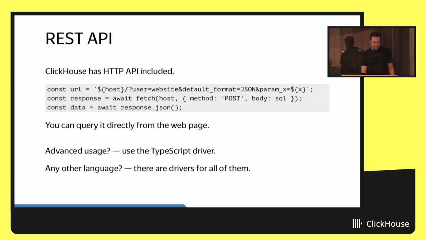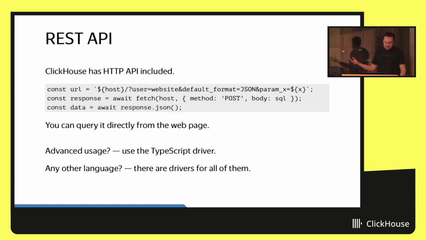First of all, ClickHouse has a REST API, HTTP API included. You can query ClickHouse directly from an HTML page. You don't need any backend. Sometimes you do, but sometimes you can just get away without any backend. And querying is as easy as fetch with method POST and your query in the body.